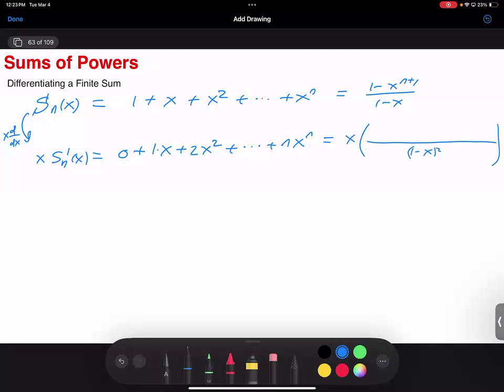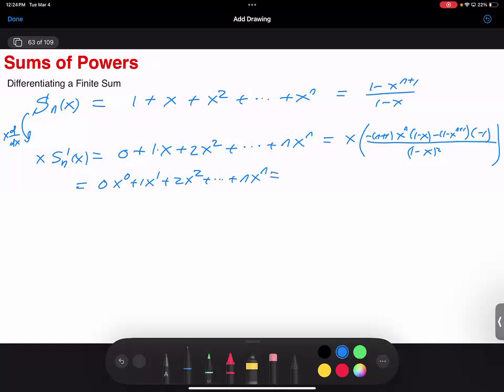All right, your turn. The derivative of 1 minus x to the n plus 1 is going to be negative n plus 1 times x to the n, and I multiply by 1 minus x. And then I have minus 1 minus x to the n plus 1. And what's the derivative of 1 minus x? Negative 1. Okay. So we've got 0. If you want, I can write 0 x to the 0 plus 1 x to the 1 plus 2 x squared plus dot dot dot plus n x to the n.